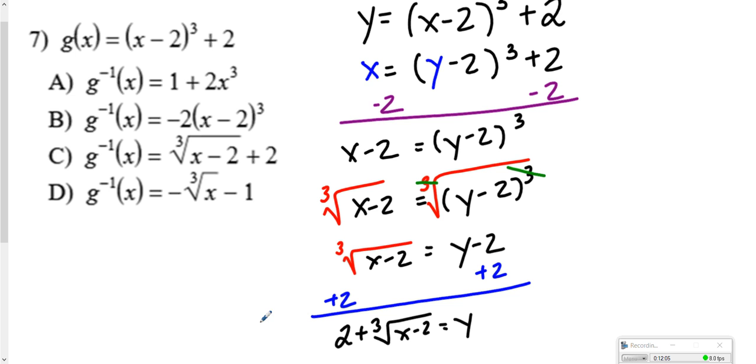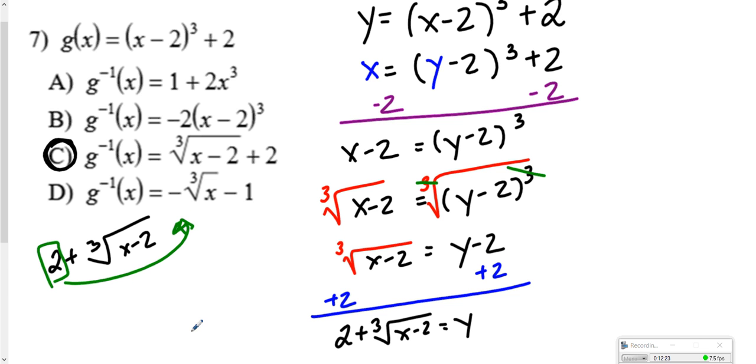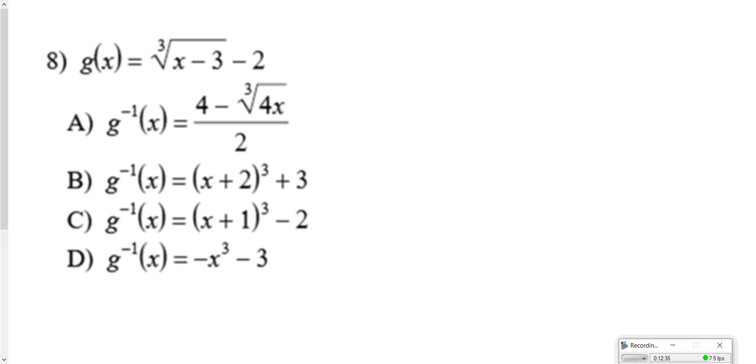We notice we have something similar to that in letter C. What they did in letter C was they took the 2, the way we wrote it, and all they did was put the 2 on the other side. So they just switched the order. So they wrote it as the cube root of x minus 2 plus 2. So let's look at number 8. What are you going to do when you have the cube root there? Remember, we need to do what to get rid of that cube root? Go ahead and do your work, and then we'll check it.